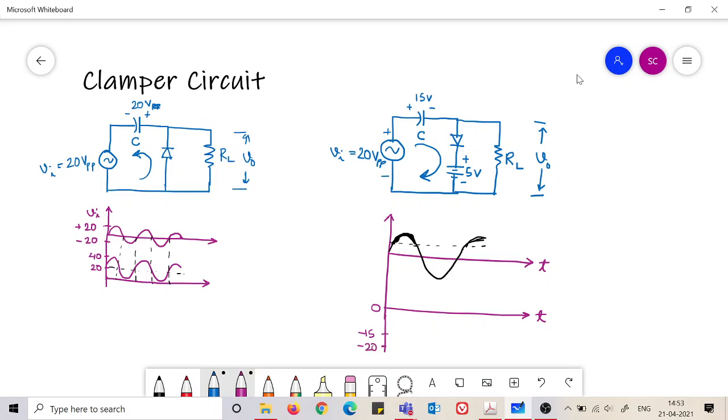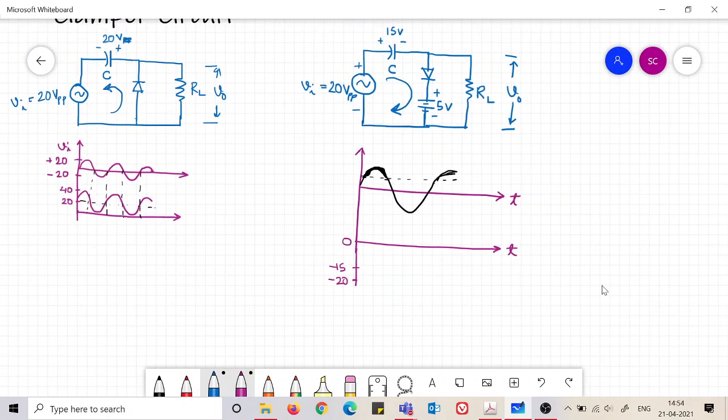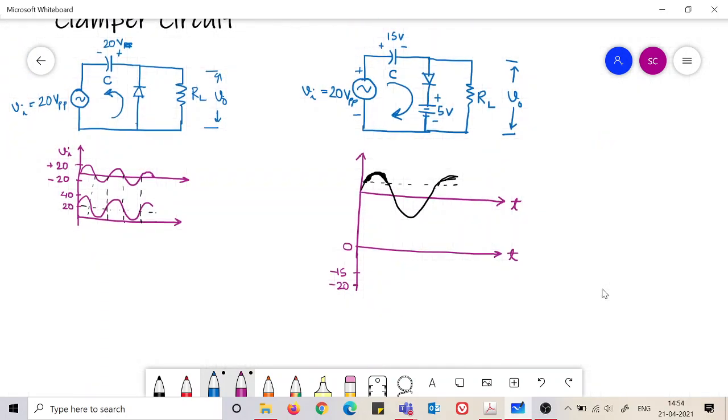So we are riding on this minus 15 volts. Minus 15 plus 20, some plus 5 range is there. It would go till plus 5. Here it will come to 0.